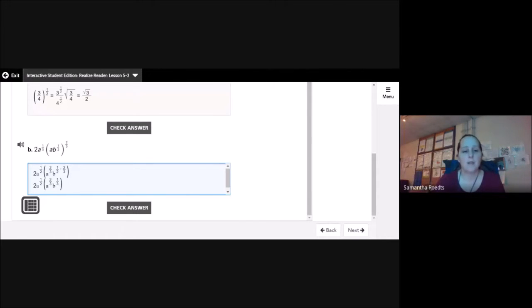Okay. I multiply the a^(1/2) times a^(2/3), which is like adding them together, which is 1/2 plus 2/3. Okay, I have to come up with a common denominator, which is 6.